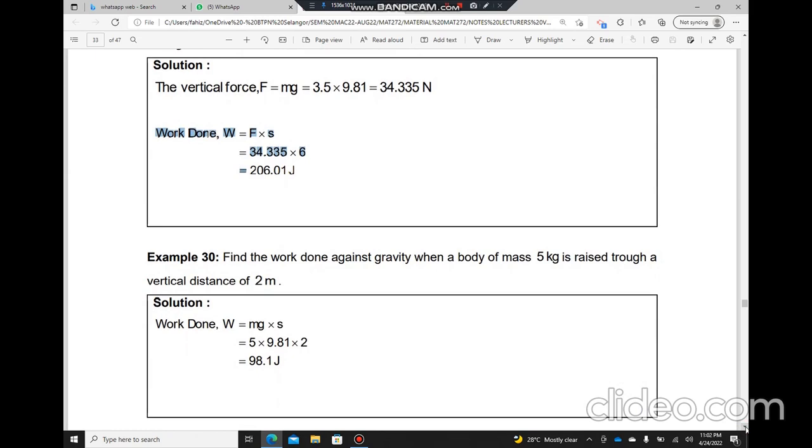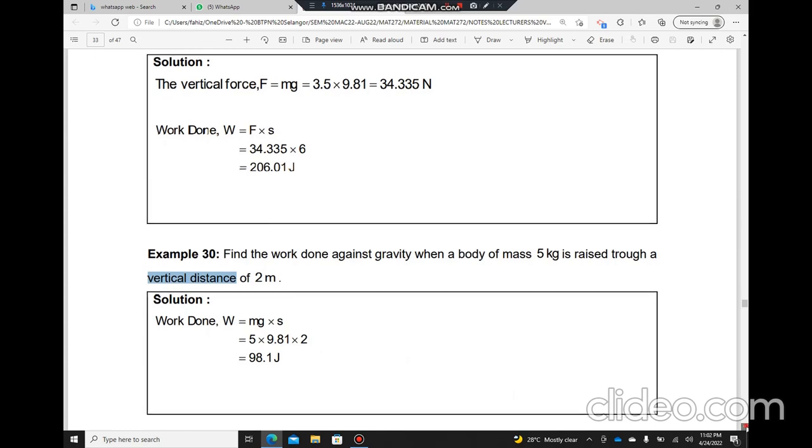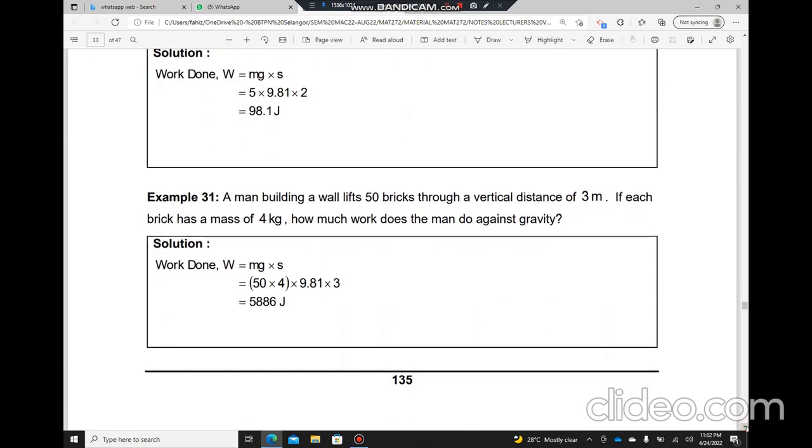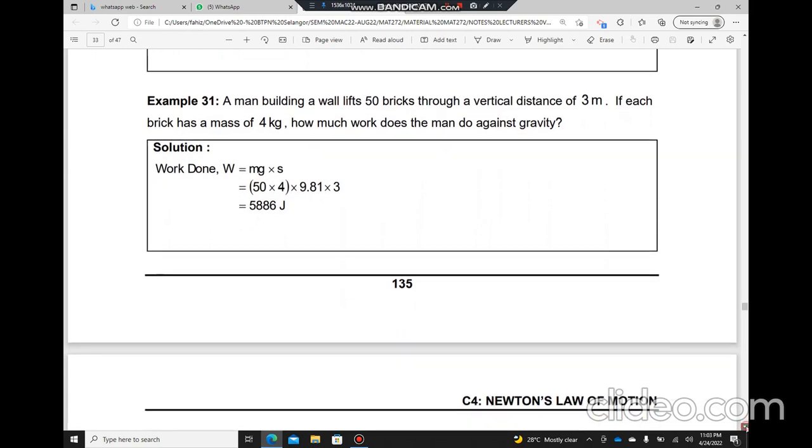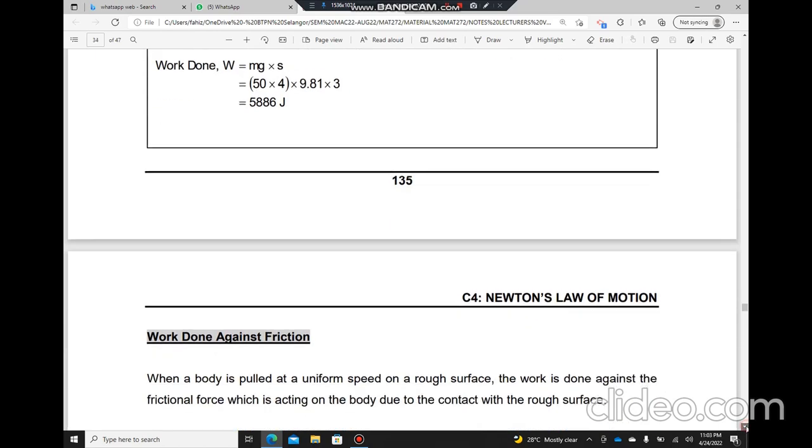Okay, so you can try solve example 30. Yang ni pun sebab dia bagi tahu against gravity. So dia ada vertical distance. So kena guna formula mgs. Okay, example 30, 31. Okay, so baca betul-betul soalan. Still use mgs.